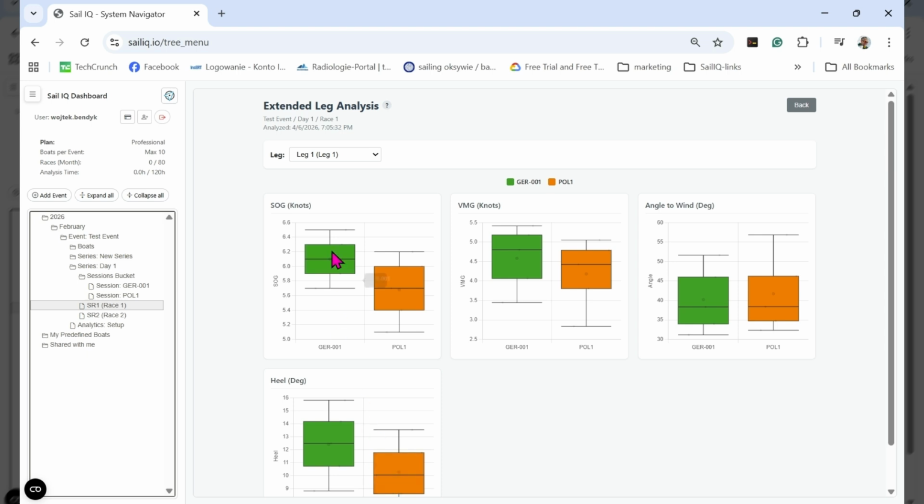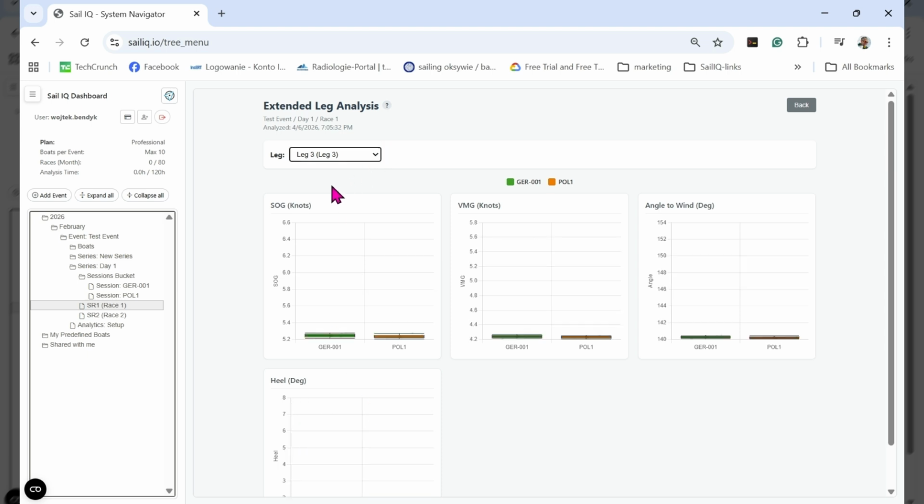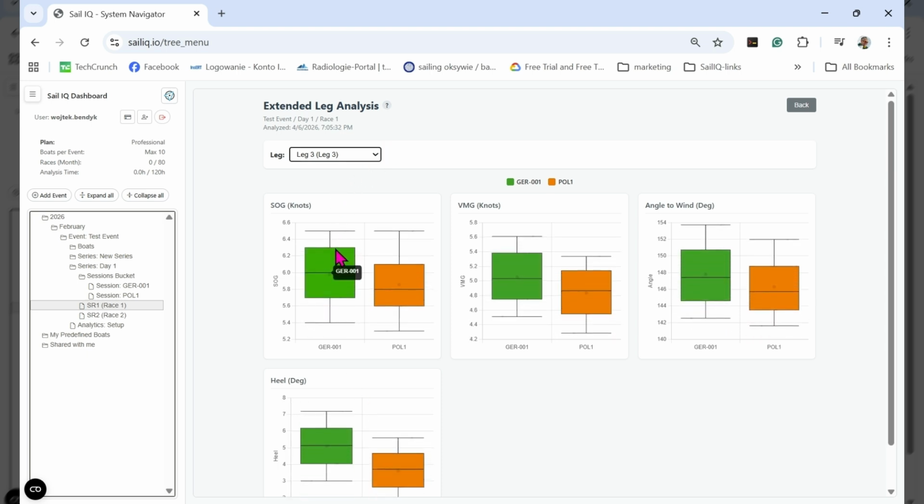Now, let's move to leg 3. Leg 2 was too short to provide meaningful insights. This is a downwind leg. Once again, GR001 is slightly faster, with better VMG and a more effective angle to the wind. The boat also shows slightly more heel. This suggests that POL1 may benefit from improved sail trim on the downwind as well.